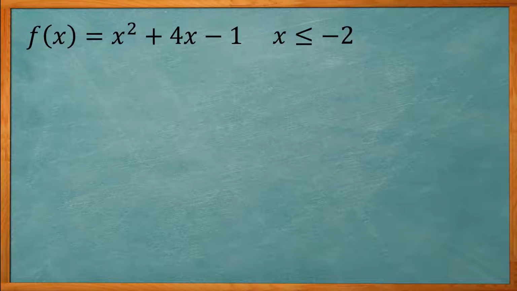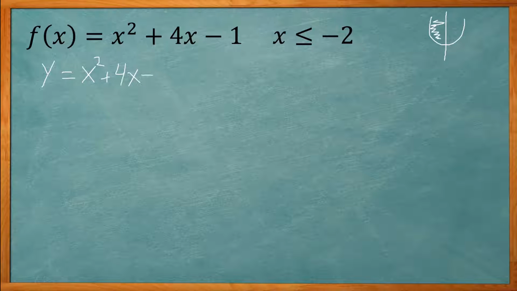Alright, so this one has f of x equals x squared plus 4x minus 1. And we're restricting the domain to have x less than or equal to -2. So when we have an x squared, that means it's going to be a parabola. So if we're saying less than -2, we're only looking at the left side over here. Alright, so again, I'm going to change this to y. Y equals x squared plus 4x minus 1.